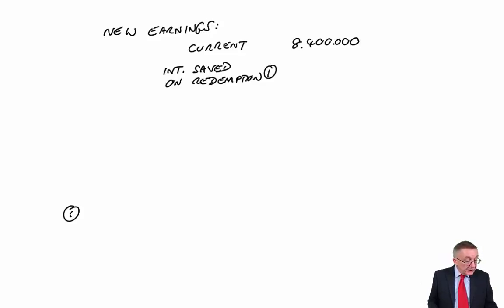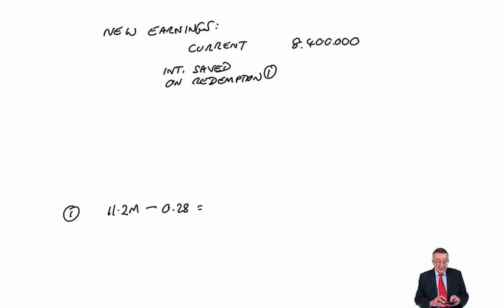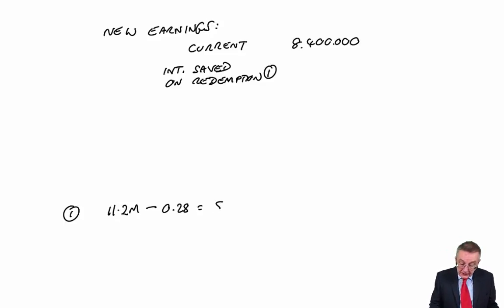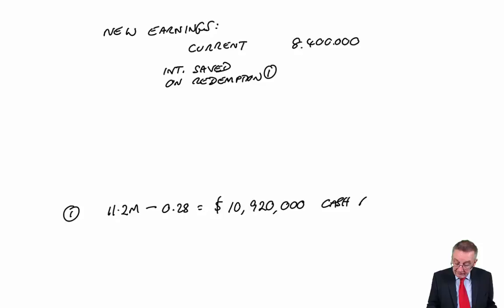The net cash is going to be used to repay these loan notes. So the net cash, we're going to raise 11.2 million, of which 280,000 are issue costs. So we're actually going to have available for repayment 10.92 million cash raised.